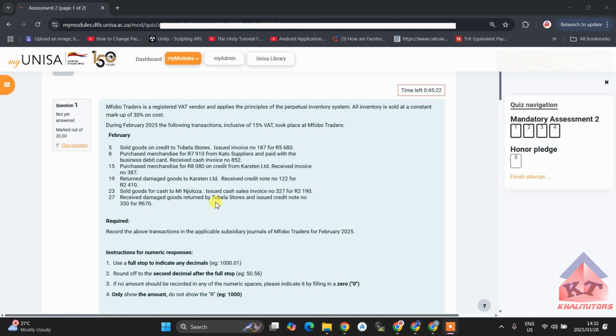Okay, Mfobo Traders is a registered VAT vendor and applies the principle of the perpetual inventory system. All inventory is sold at a constant markup of 30% on cost. Okay, whenever they tell you that they are using the perpetual inventory system, the first thing that must come to mind is that you'll need to calculate the cost of sale when you are actually recording the sales. Okay, I'll demonstrate what I mean by that. To calculate your cost of sale, it's basically simple. You will rely on this markup here.